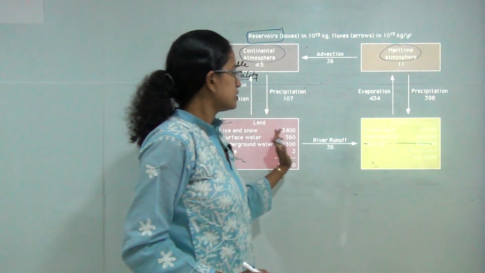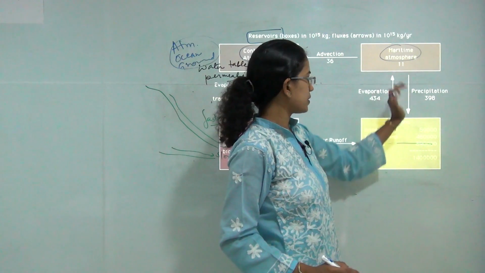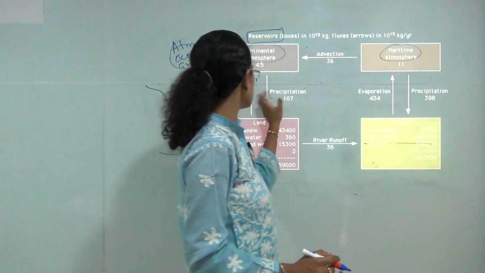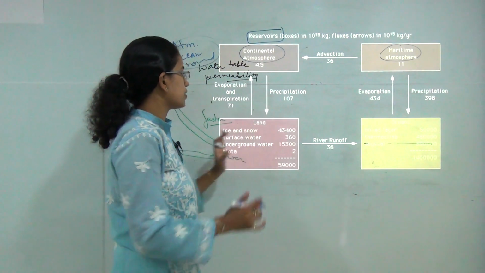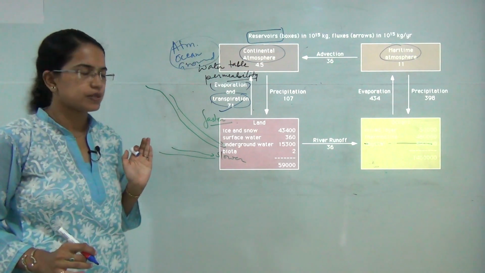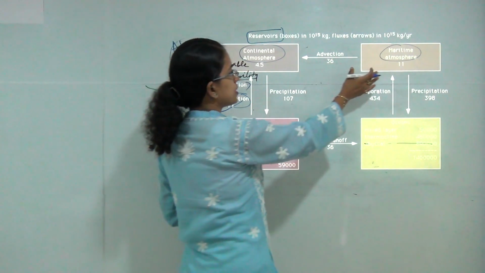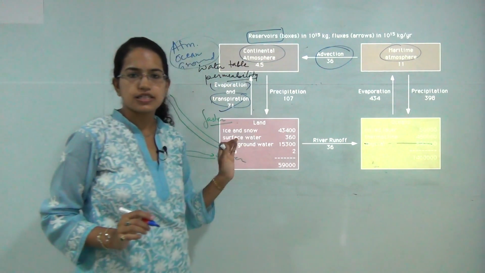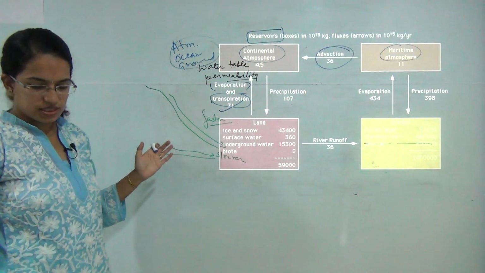So you have the river runoff, then you have the evaporation from oceans, then over the maritime atmosphere you have precipitation. The same process occurs here. However, on land along with evaporation, since there are a lot of plants, you have the process of transpiration as well. And movement from maritime atmosphere to continental would lead to the process of advection. So these are the common processes that occur.